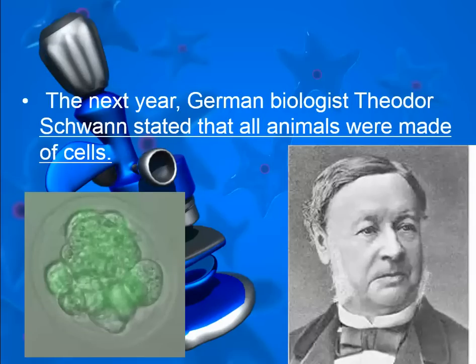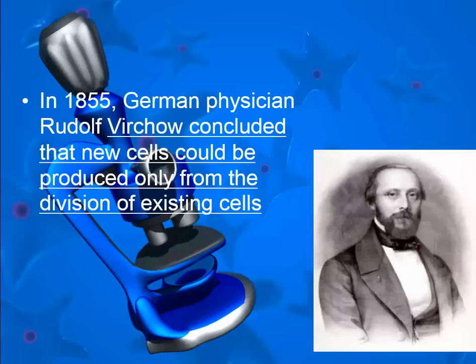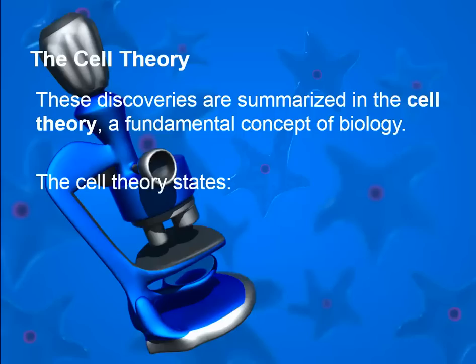Okay, and then the next year, and still in the 1800s, there was a biologist, Theodor Schwann. He stated that all animals were made of cells. And then thirdly, a German physician, Dr. Rudolf Virchow, concluded that new cells only came from the division of existing cells. So they did experiments to come up with these tenets, but these are the three tenets for the cell theory.